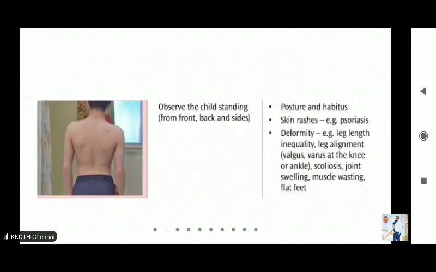First, you observe the child standing from front, back, and sides. By doing this, you're looking at the posture and the habitus. You're looking for any skin rashes, which could suggest psoriasis, lupus, or vasculitis. Look for any obvious leg deformities and leg length inequality. Check the leg lengths from the anterior superior iliac spine to the medial malleolus on both sides. Look at the leg alignment for valgus or varus deformities, scoliosis, any visible joint swelling or muscle wasting, or flat feet.